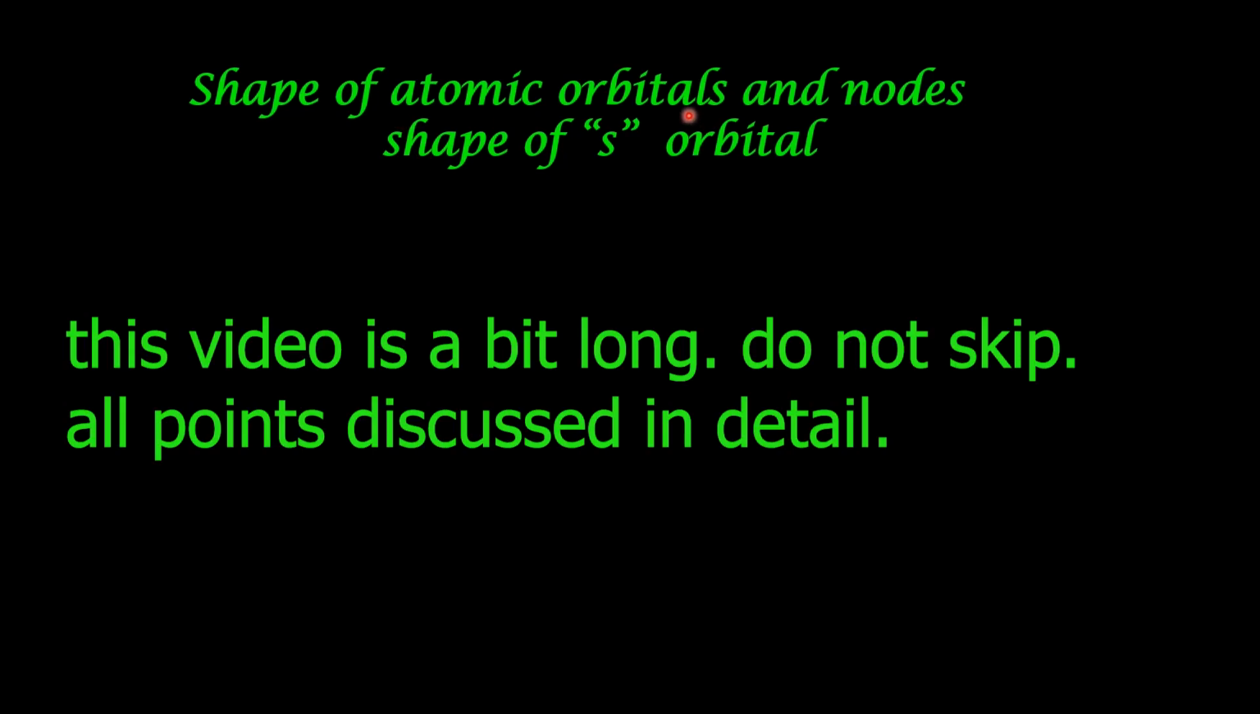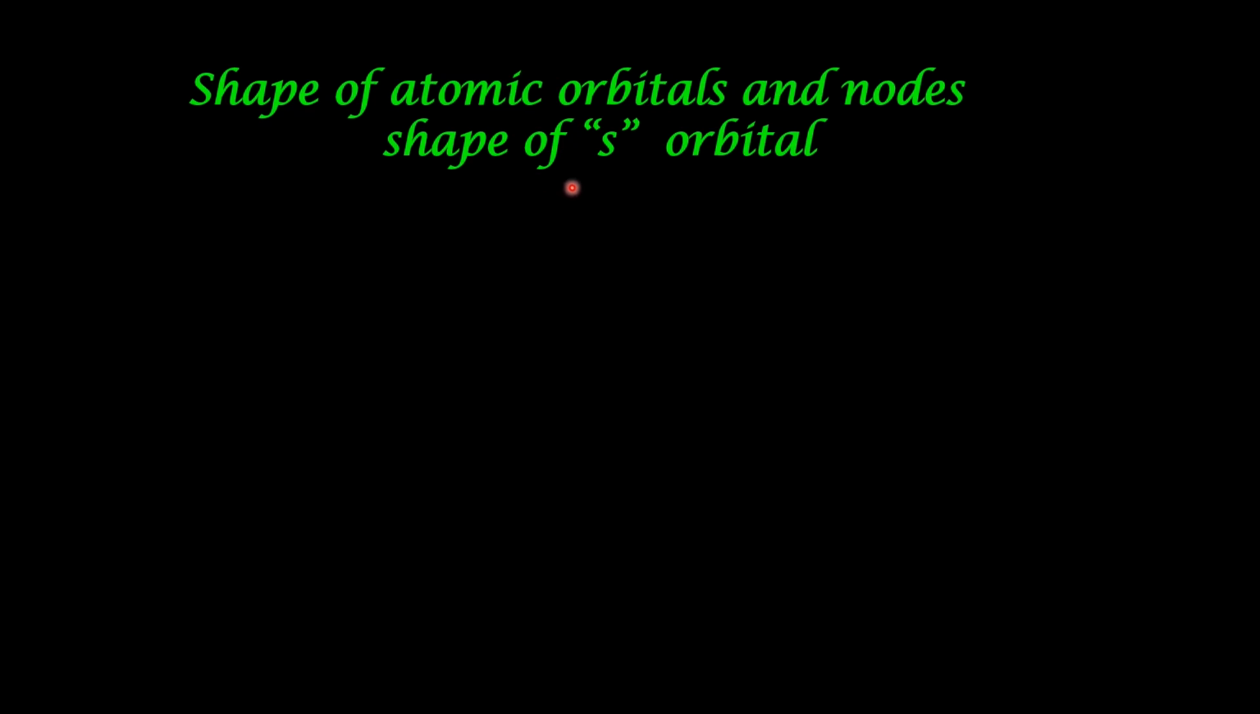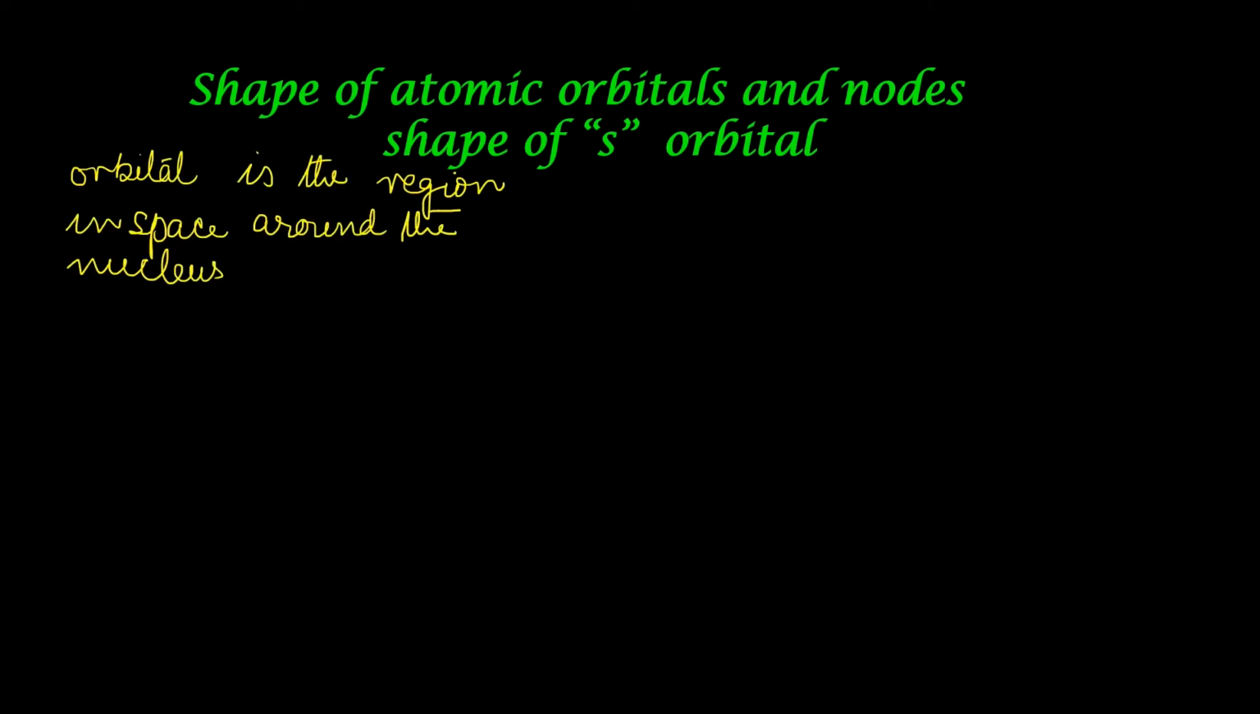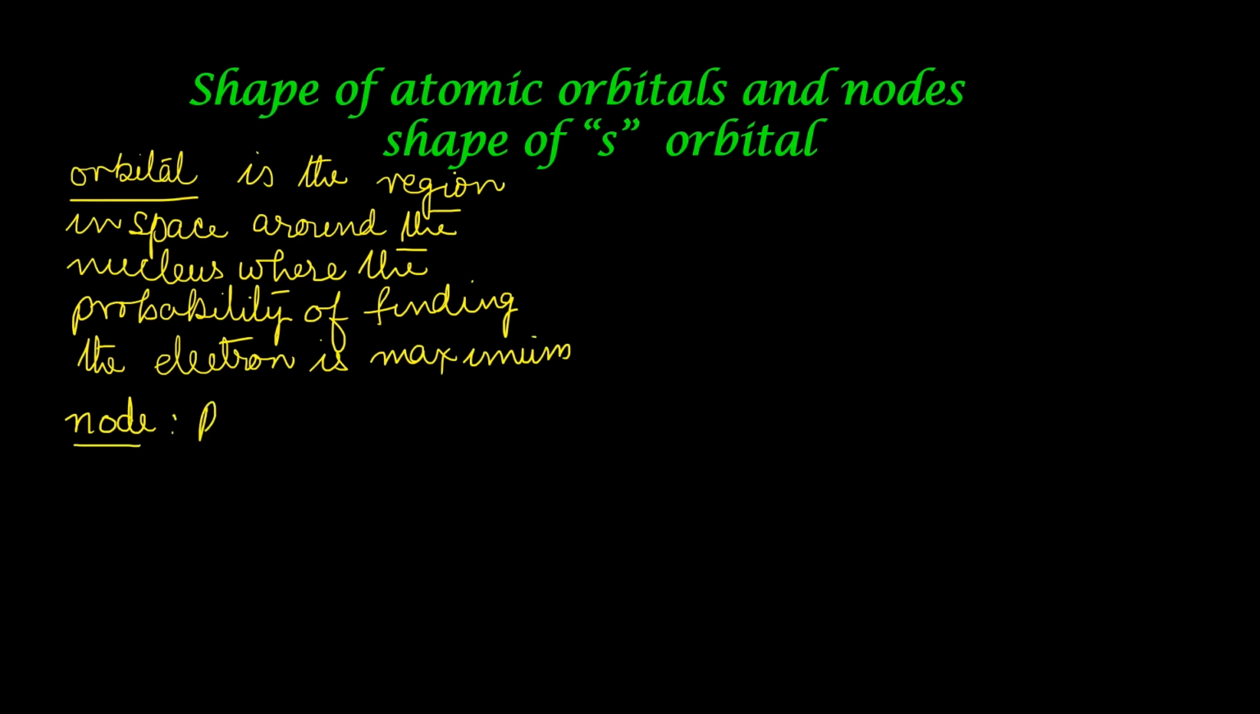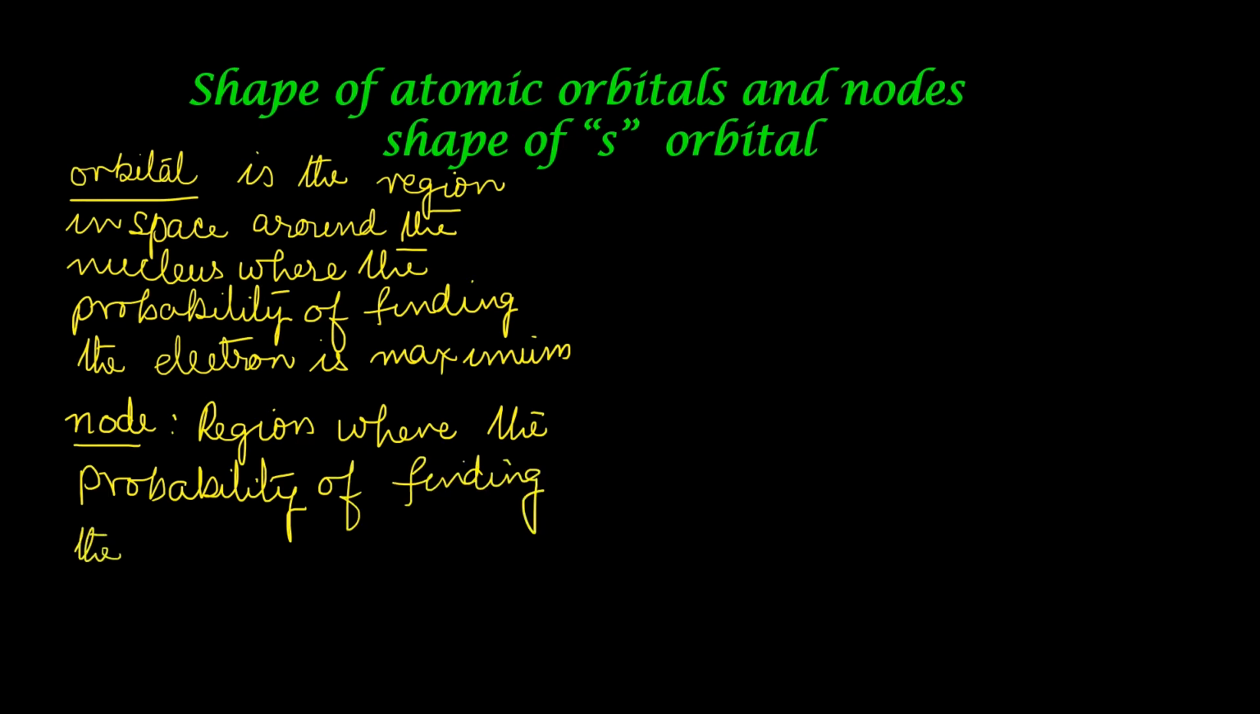Our topic is shape of atomic orbitals and nodes. First we will discuss shape of s orbital and then pass on to nodes. Let us recall what is orbital. Orbital is a region in space around the nucleus where the probability of finding the electron is maximum. What is node? It is the region where the probability of finding the electron is nil or 0. That is no probability region.